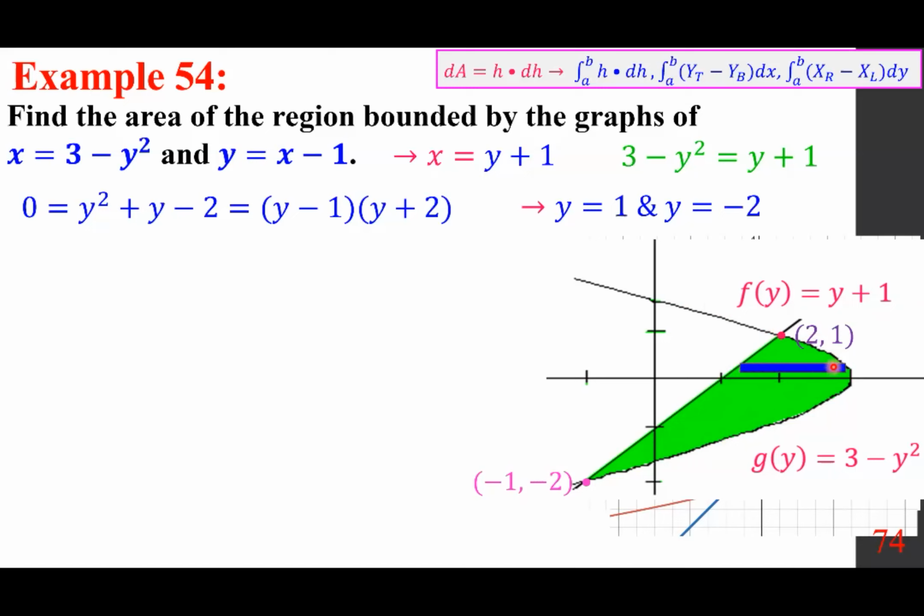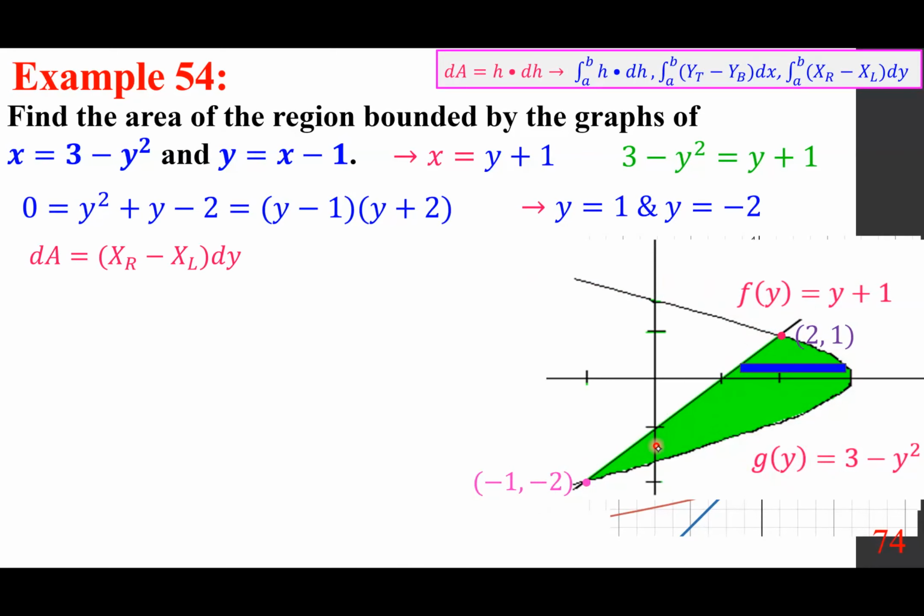Here's your typical rectangle. Here's the width. Here's the height. The height is the x of the right minus x of the left, or we call this the g function, g of y, and we call the line f of y. So this height is g minus f, and this one, you're going to sweep this way, right? Up and down, right? This rectangle, you have to sweep it up and down to cover this graph, this shaded region, therefore dy.